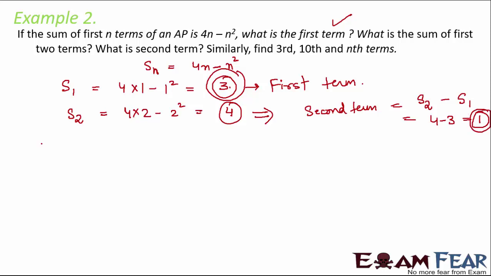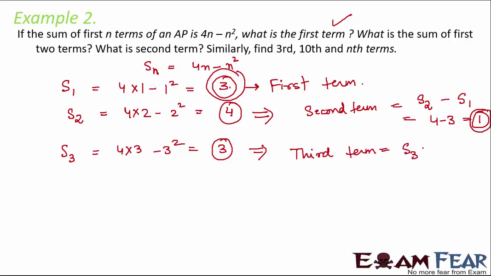Correct? Similarly, if we have to calculate S3, this will be 4 into 3 minus 3 square. That is 12 minus 9, which is equal to 3. This is the sum of the first three terms. And this was the sum of the first two terms. Correct? So from this we can calculate what will be the third term. This will be equal to the sum of the three terms, and from this we will subtract the first term and the second term. Right? So this is 3 minus, what is the first term? First term is 3, second term is 1. So this will be equal to minus 1. So minus 1 is the third term.